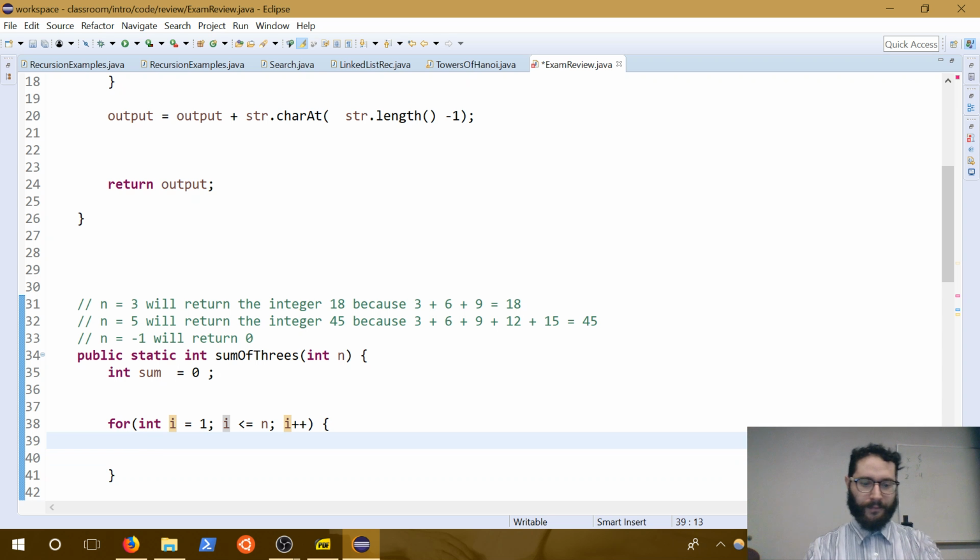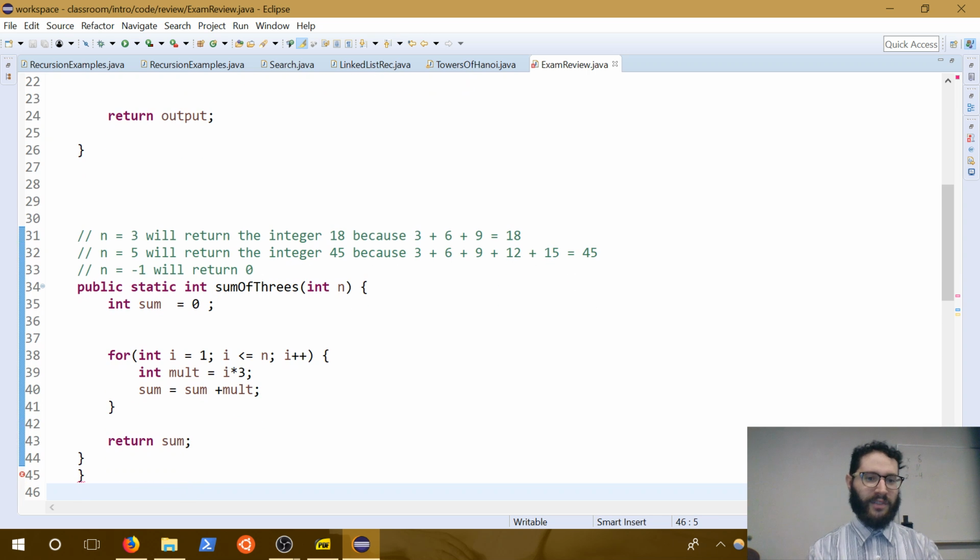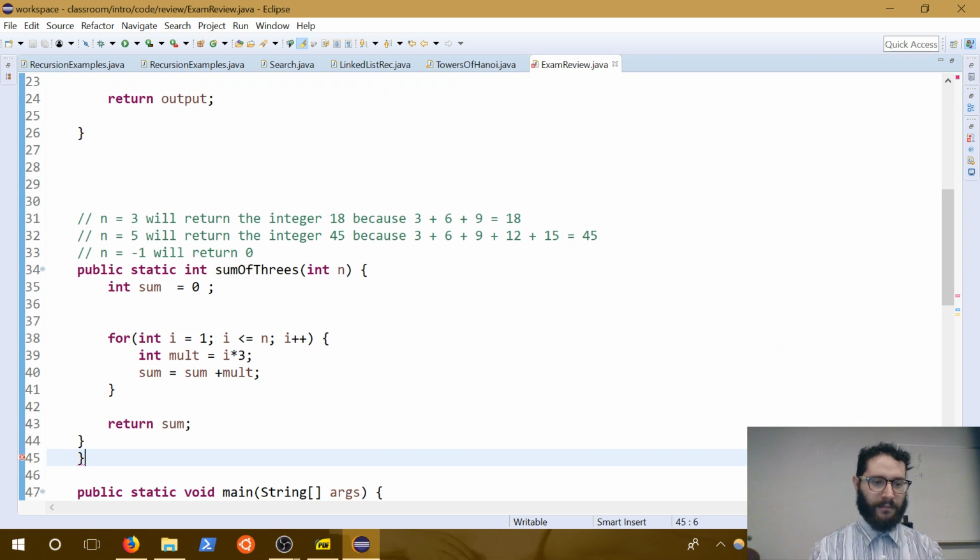So now we just do sum is equal to, so now we have to calculate the first multiple of it. So int mult is equal to, I want the first multiple of 3. The first multiple of 3 would be 1 times 3, so that would be 3. So i times 3 would give me the ith multiple of 3. And now I just have to add it to my sum. Sum is equal to sum plus the multiple of 3. And return the sum. So it's actually not too much code there.